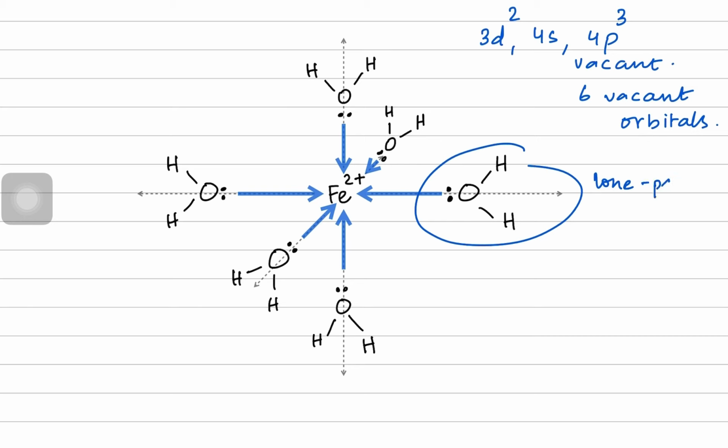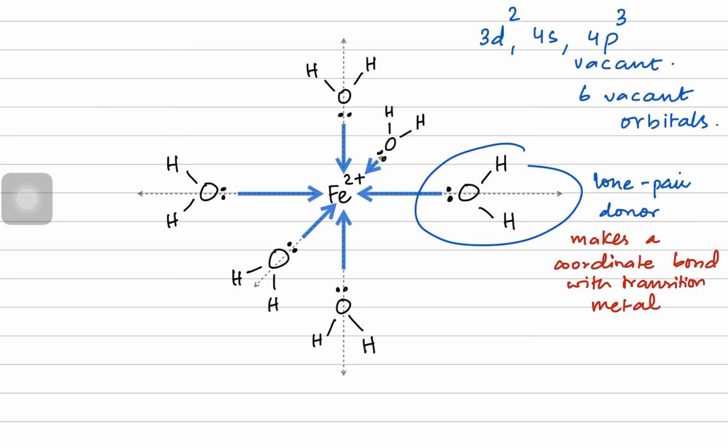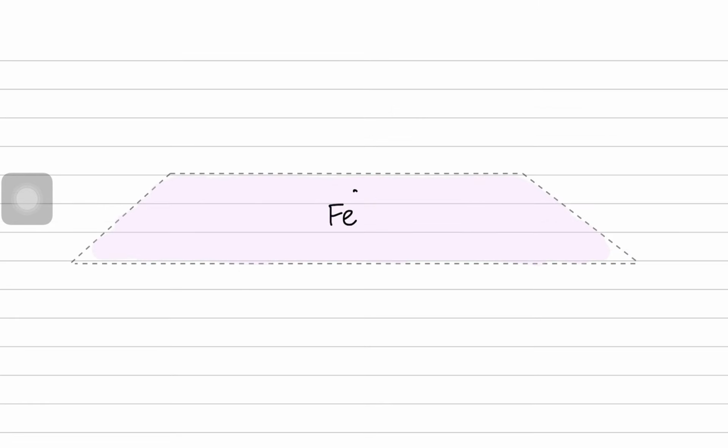Here water is acting as a lone pair donor. You can also call it the phrase, which is new for us, ligand. It makes a coordinate bond, and in terms of transition element chemistry, we call such species ligands. So it makes a coordinate bond with my transition metal ion and it's called a ligand. Ligand is a lone pair donor, or you can say Lewis base.